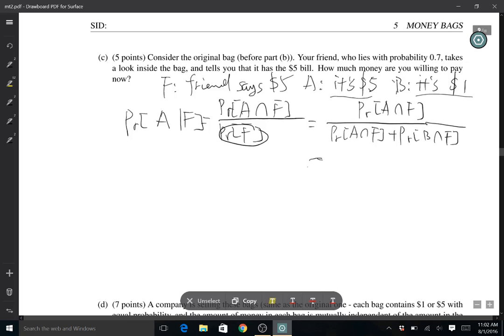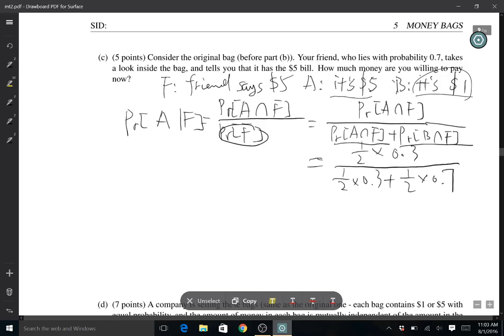So the probability of A intersect F, being that it's actually a $5 bill, which has the chance of a half, and your friend says it's $5. Your friend basically tells the truth this time. So the friend told the truth with probability 0.3, right? And then here, this is the same, half times 0.3 plus, okay, so with a half chance, it's actually a 1, and your friend actually tells a lie this time because the friend says it's 5, so the friend tells a lie, it's 0.7, and then this gives us 0.3.